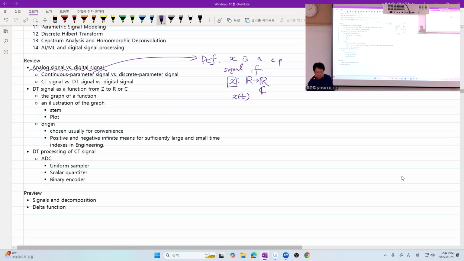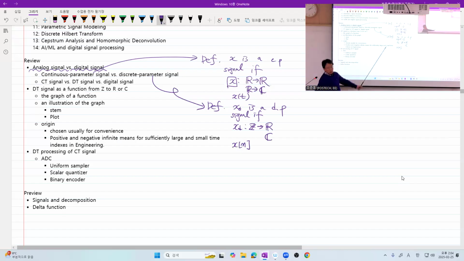Sometimes we have a complex valued signal. In that case, the continuous parameter signal is a function from R into C. Instead of using digital signal, which is hard to define, we use a definition. For example, X sub D is a discrete parameter signal if X sub D is a mapping rule from the set of all integers to the real numbers or the complex numbers. And we prefer using square brackets instead of parentheses for discrete parameter signals.